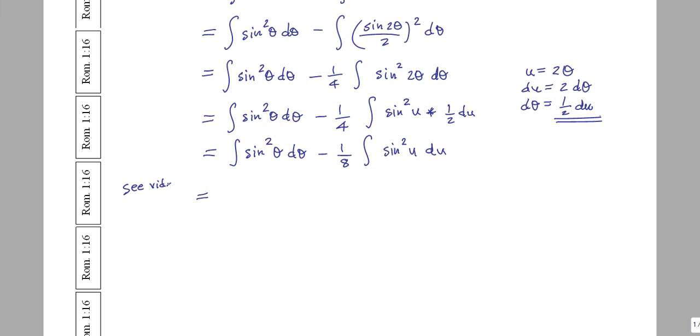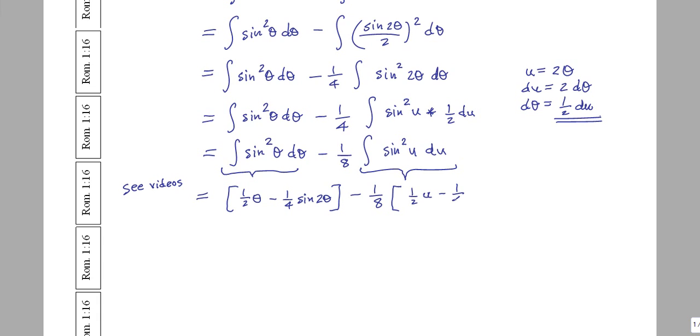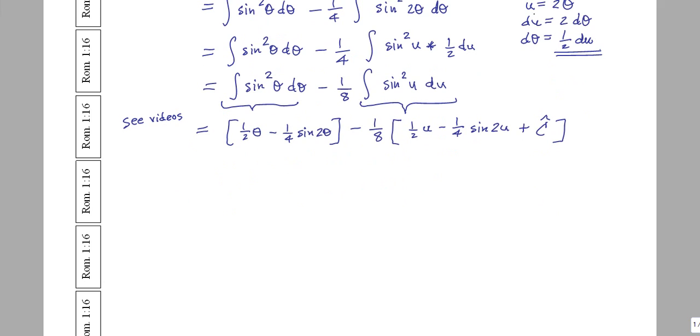So the integral of sine squared theta d theta is equal to a half of theta minus a quarter sine of the double angle, and this is going to be minus an eighth, and here we go, the same idea except in terms of u: a half of u minus a quarter of sine of the double angle 2u. Then I will go ahead and introduce a constant here, our favorite c hat, and then let's put in what u is so we have everything in terms of theta.